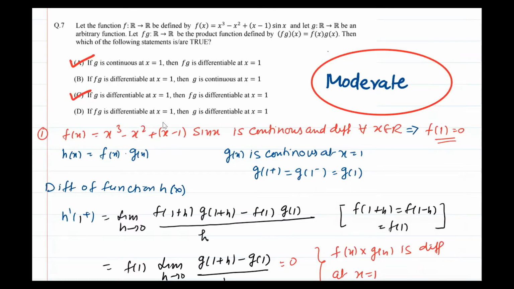And let us assume that h(x) equal to f(x) into g(x). Then we also take g(x) is continuous at x equal to 1, because in the first option it is given that g(x) is continuous at x equal to 1. That means g(1+) equal to g(1−) equal to g(1). And the meaning of g(1+) is limit h tends to 0, g(1 plus h), equal to limit h tends to 0, g(1 minus h), equal to g(1).